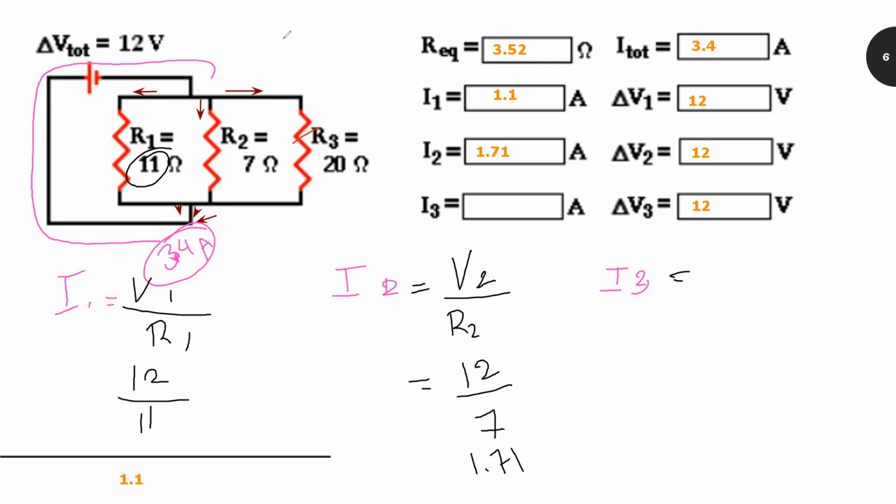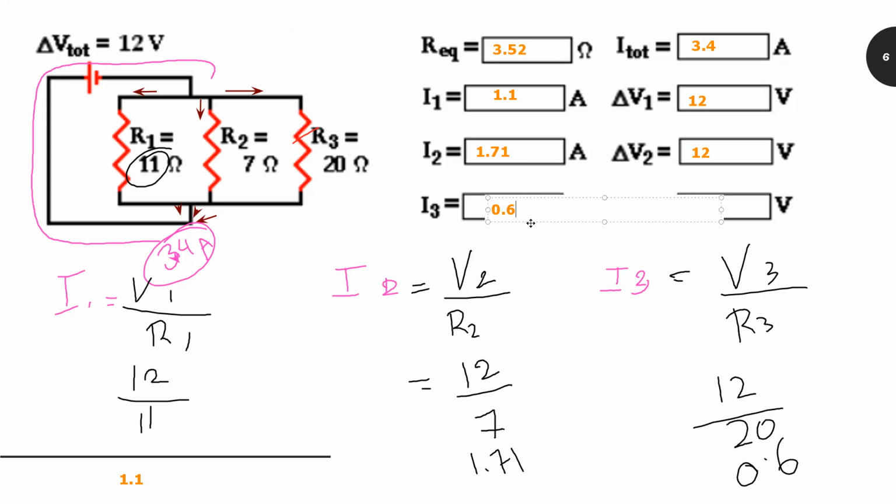Now let's talk about I3. I3 means V3 over R3. V3, as you know, is 12. R3 is 20. So if you divide 12 over 20, you get 0.6 ampere. So the current here through the third resistance will be 0.6.